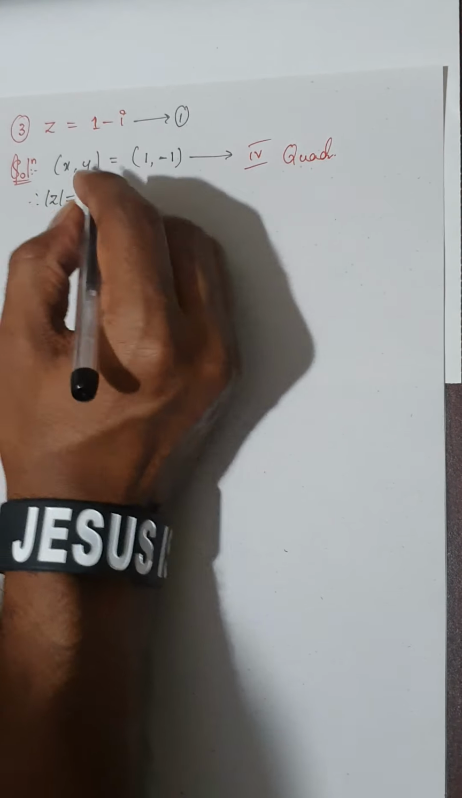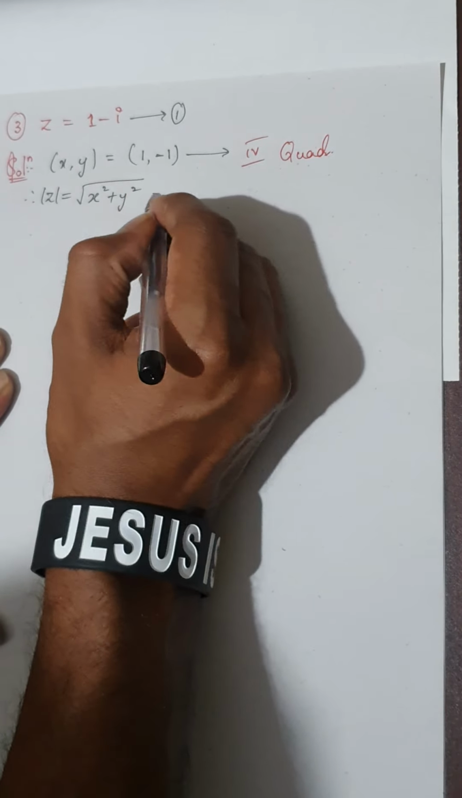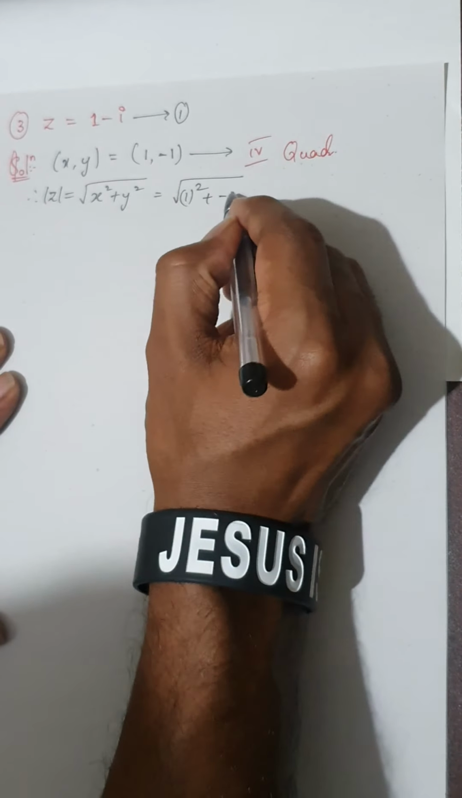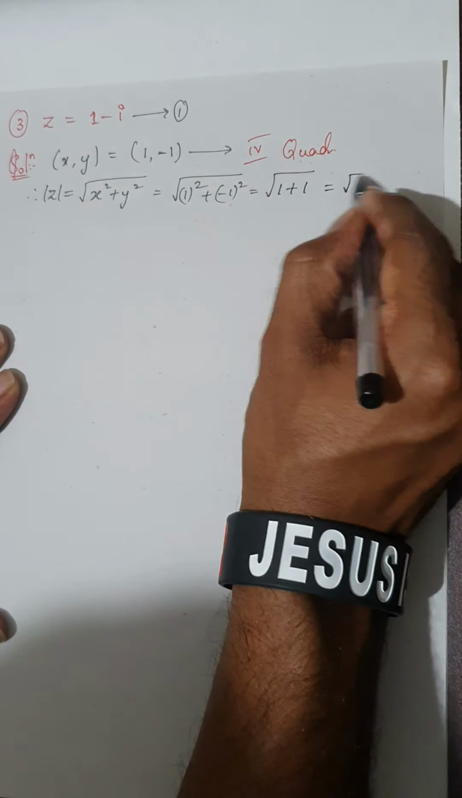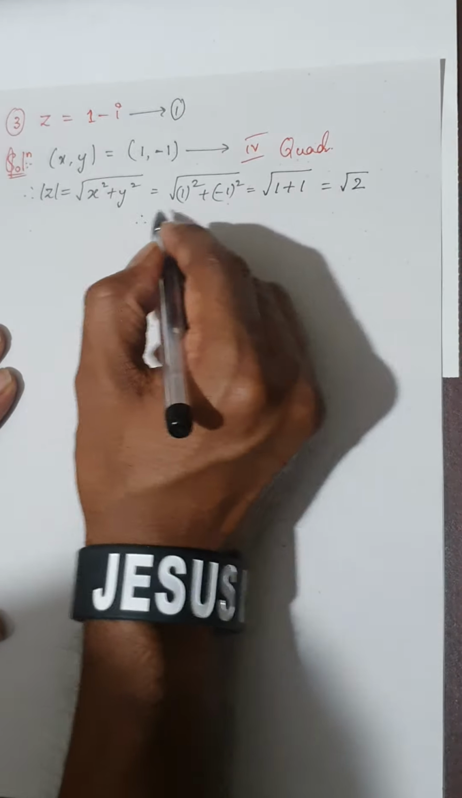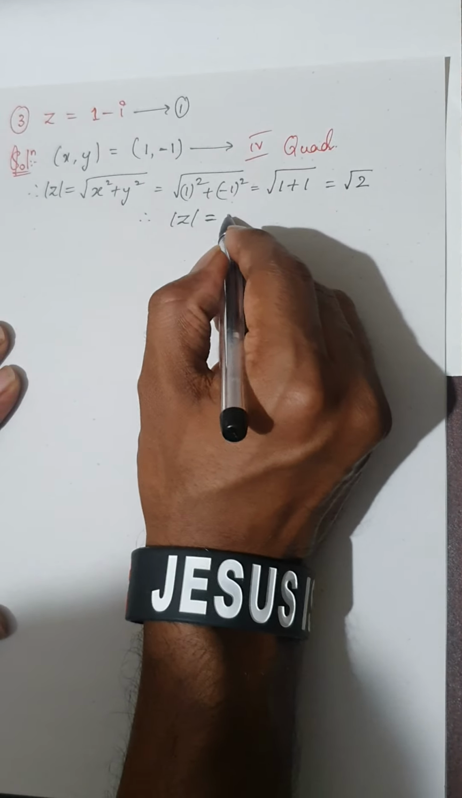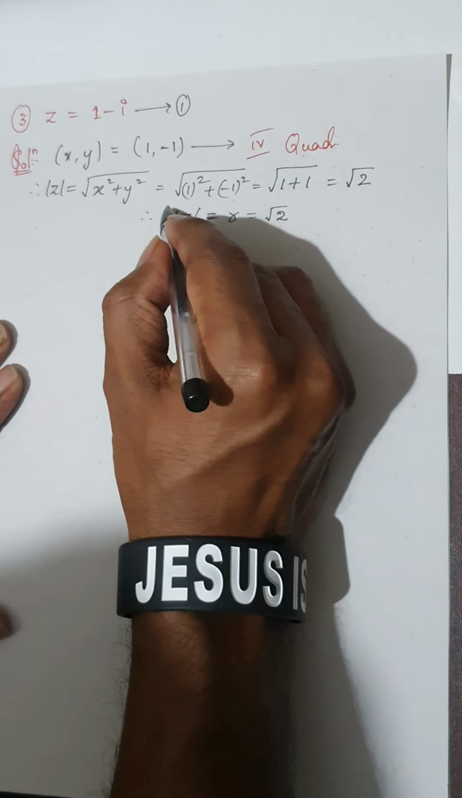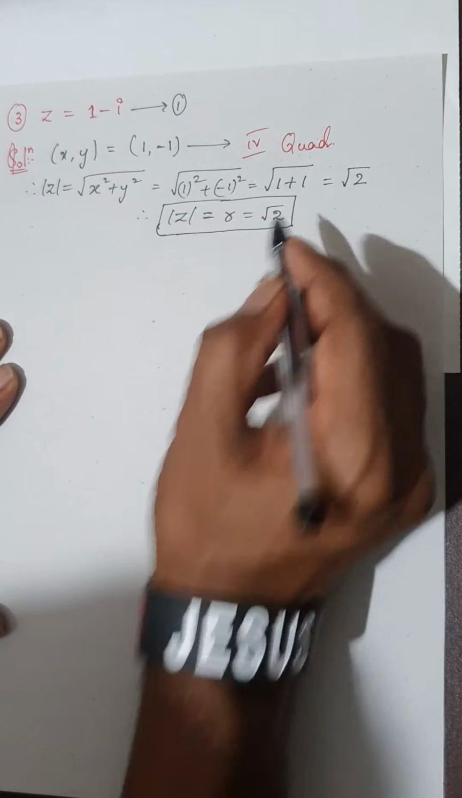Therefore, mod z is equal to square root of x square plus y square. So this is nothing but square root of 1 square plus minus 1 square. So this will be nothing but square root of 1 plus, minus 1 square is also 1. So you will get root 2. Therefore, modulus of z is nothing but r value. That value is nothing but root 2. Okay. So let me frame it. So my modulus value is done.